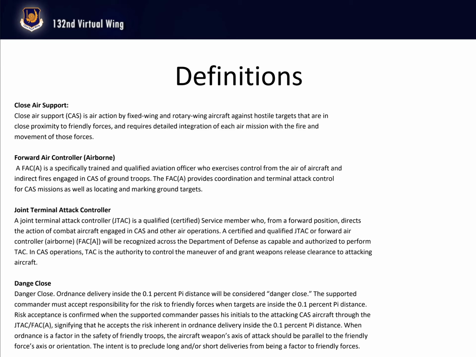So the ground force commander will give the JTAC his name initials, and the JTAC will relay to the CAS flight that this is a danger close situation, and will give the CAS pilot the initials of the ground force commander. It's a procedural way to let him know that the ground force commander is taking responsibility, so we can proceed with it. So this is the danger close. We'll get into more details later on, of course, about how exactly it's done.